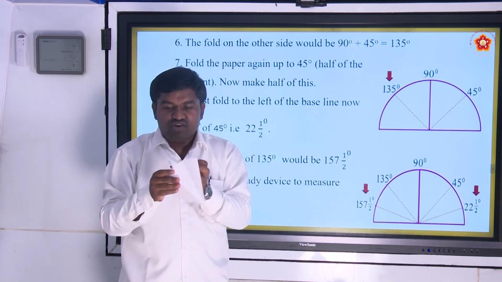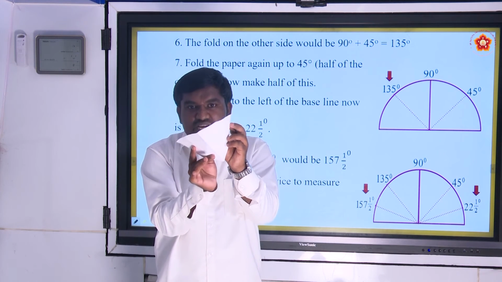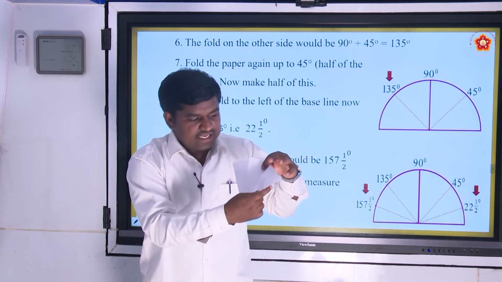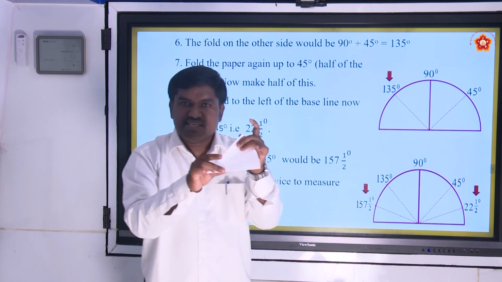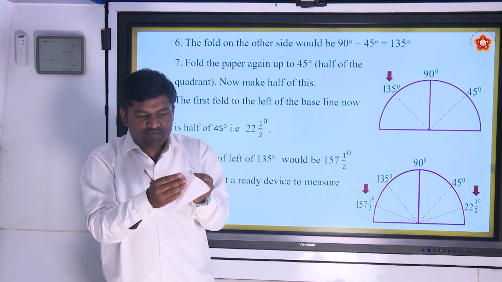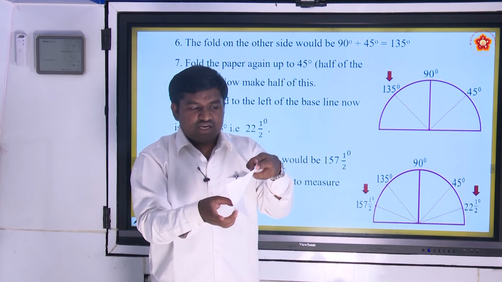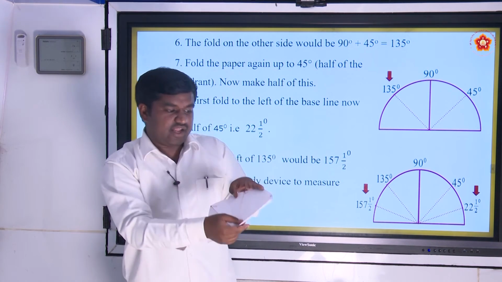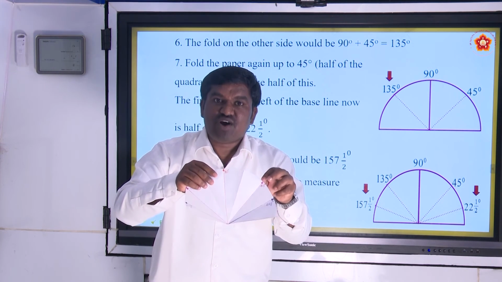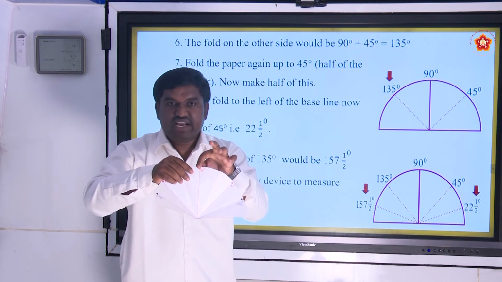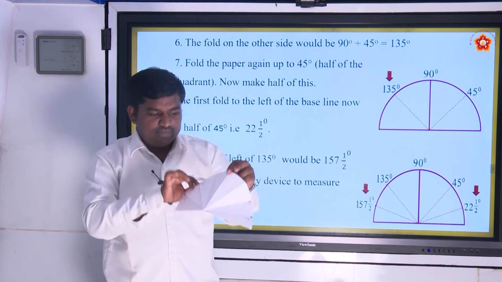Then write 90 degree at the middle line. Then again you can fold like this. You get a quadrant. Then at the middle of the quadrant you can fold like this, and you get the shape like this. Then open it. You get two lines on the right and left side of the 90 degree. On the left side of 90 degree, that is 45 degree, means half of 90 degree, then the right side of 90 degree, that is 135 degree.